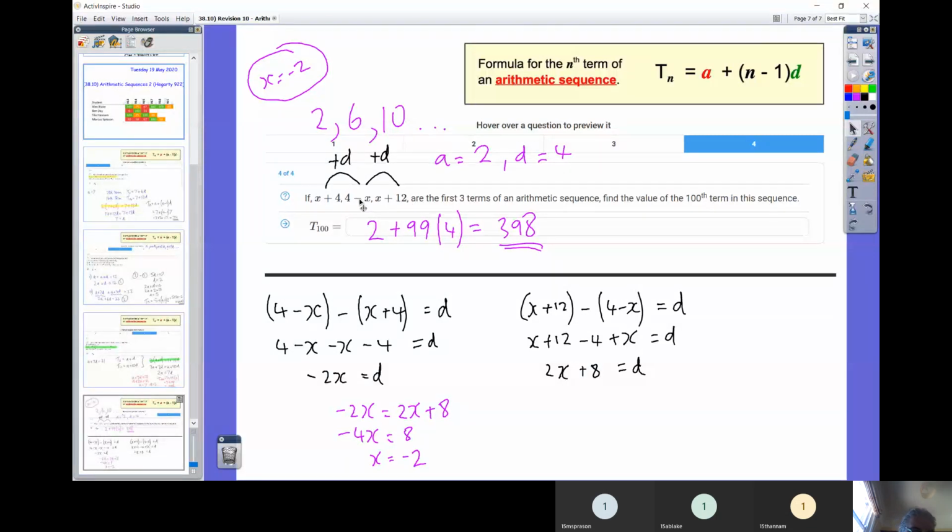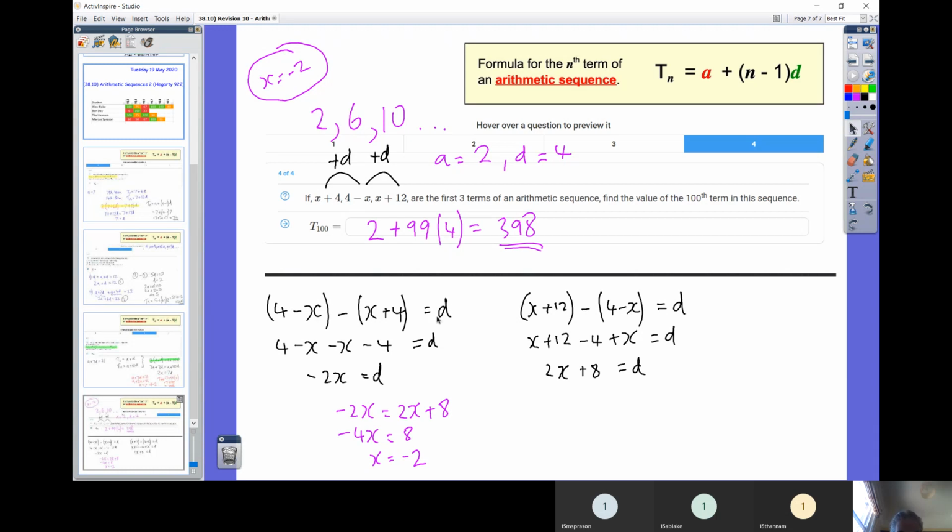Now, just turning that round the other way, if you take your second term and take away the first term, you're left with d. Similarly, if you take your third term and you take away the second term, you're left with d. So this take away this is d, and this take away this is d. So second term 4 minus x, take away first term x plus 4 equals d. Okay, second take away first equals d. And over here I've done third take away second equaling d. Okay, because d is the difference between 2 terms.